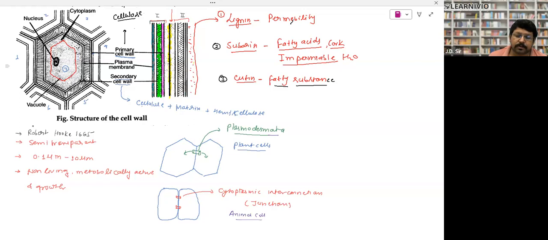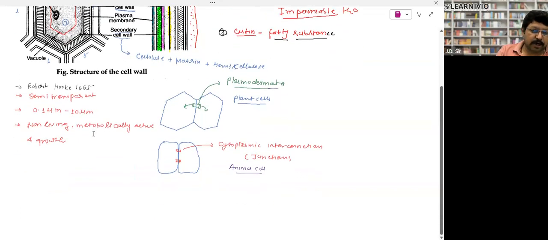Cell wall is non-living extracellular secretion or matrix of the cell. Full stop. It is metabolically active and capable of growth.